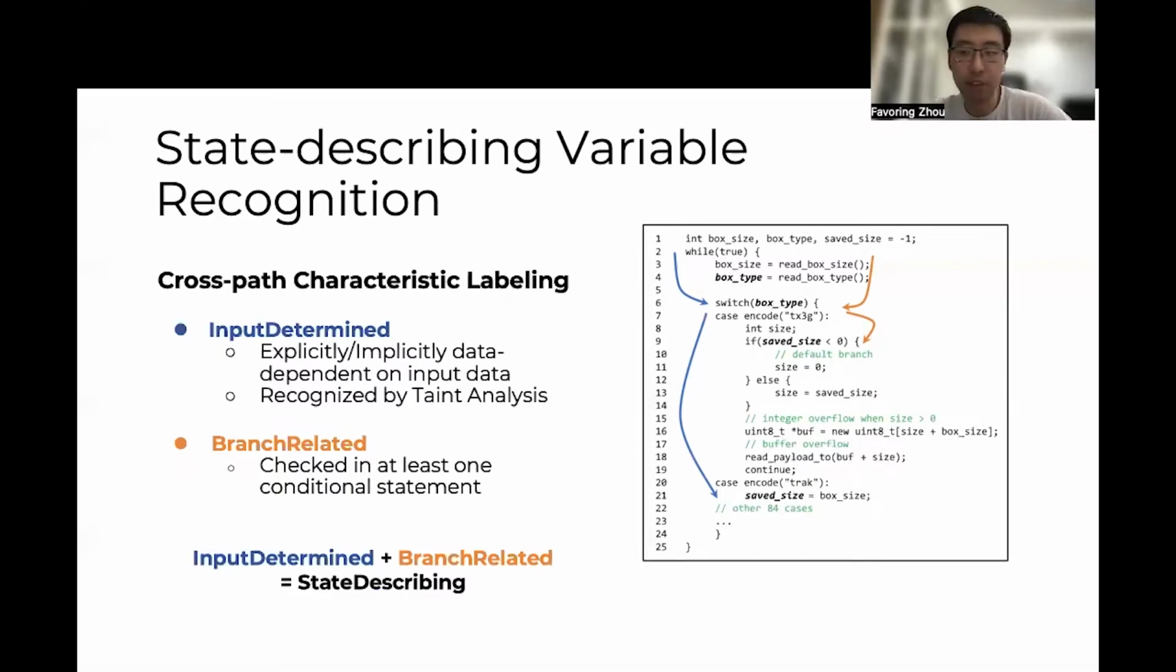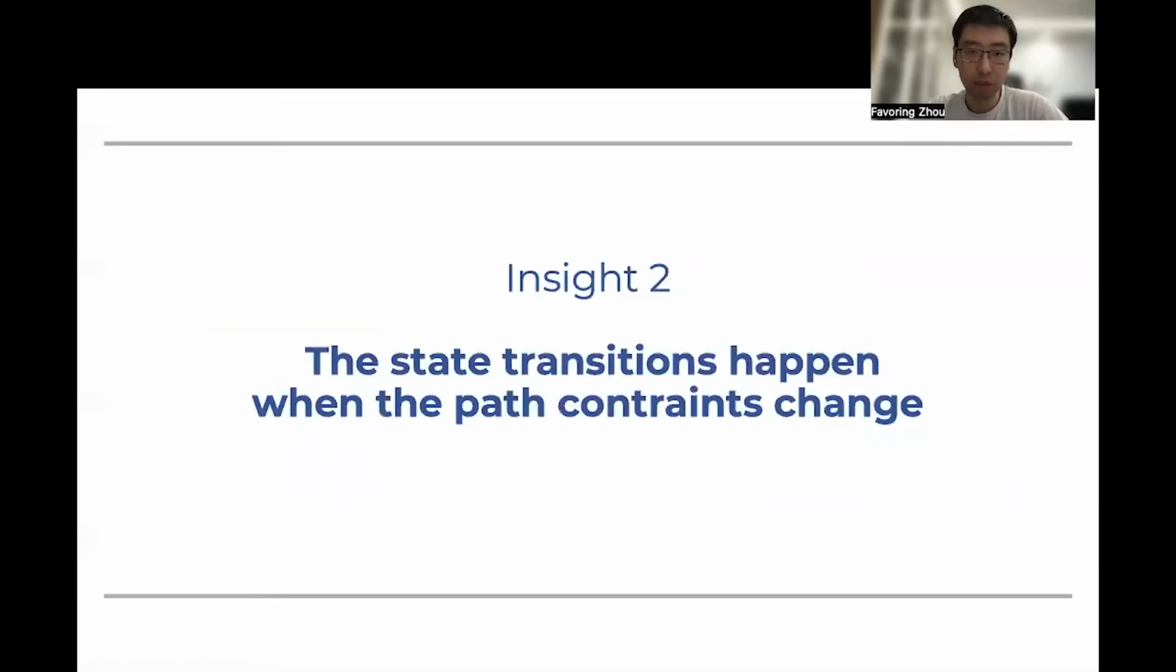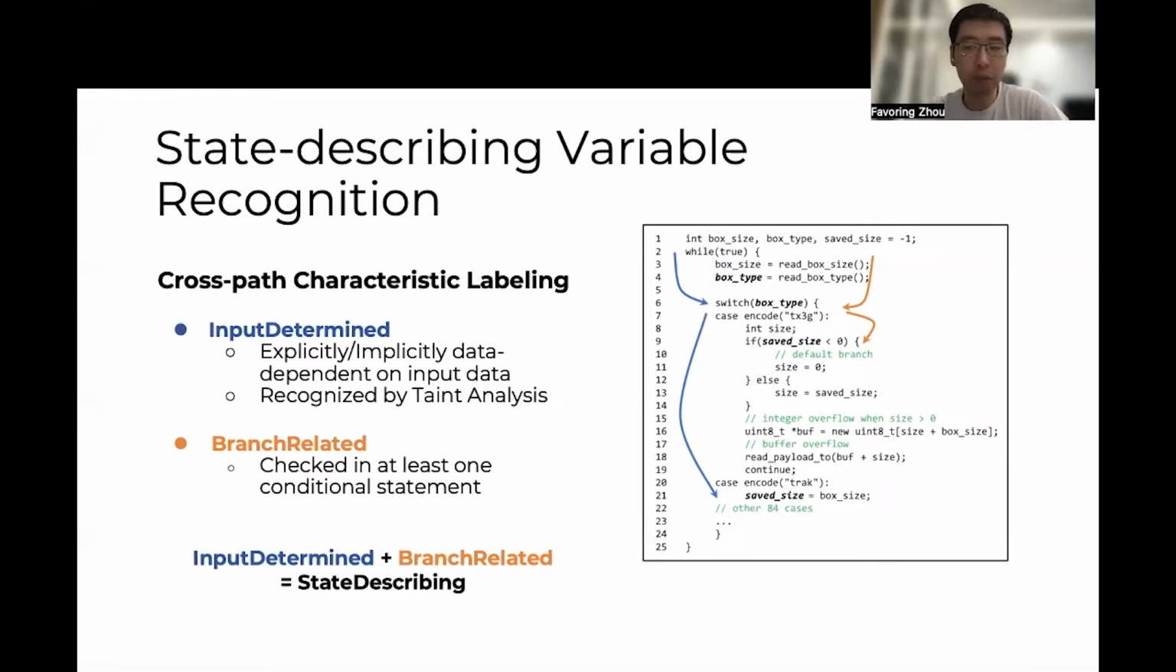Correspondingly, we use taint analysis to determine whether the variables are affected by input. And we introduce active instrumentation during symbolic execution to determine whether these variables can affect control flow. It is worth noting that this process happens in a cross-path way, which means variables can be input determined in one path and branch related in another, and we will still consider it state describing. For example, safe size is tainted by input in the blue path here, while it is checked in the conditional statement in the orange path, but Ferry will still label it as state describing after both paths are explored.